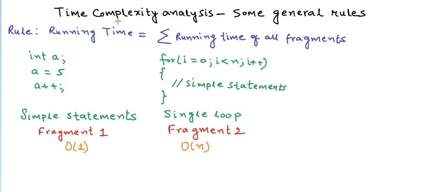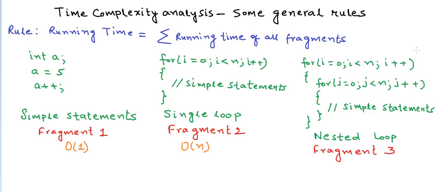Now let's say we have a fragment which is a nested loop. In this case, again the outer loop will run n times, and corresponding to each run of the outer loop, the inner loop will also run n times. So the simple statements will actually be executed n cross n times, and the running time of this particular code will be some constant times n square. So clearly we can say that this fragment is big O of n square in terms of time complexity.